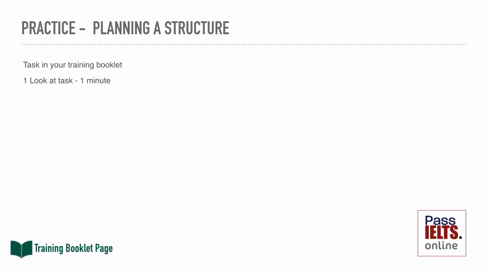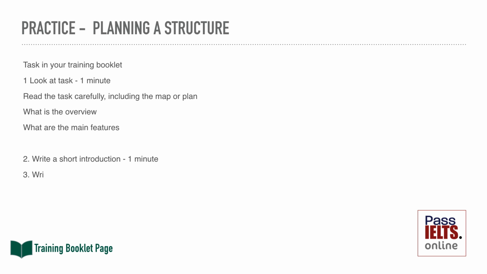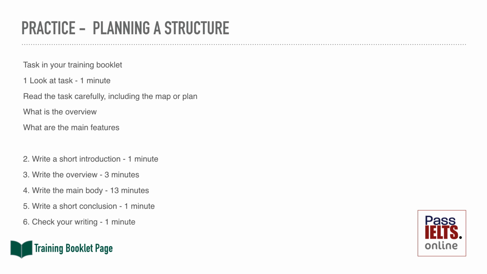First of all, you have to take some time to look at the task. In this case, again, you can take 1 minute. You can read the task carefully, including the actual map or the plan. Make sure that you understand everything. Think about the following: what is the overview, and what are the main features? You should take a minute to do this. Then a further minute to write a short introduction, 3 minutes to write the overview, 13 minutes to write the main body, 1 minute for a short conclusion, and 1 minute to check your writing.